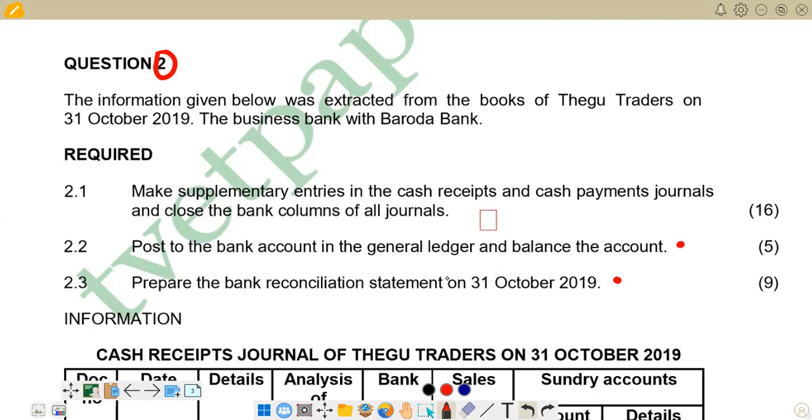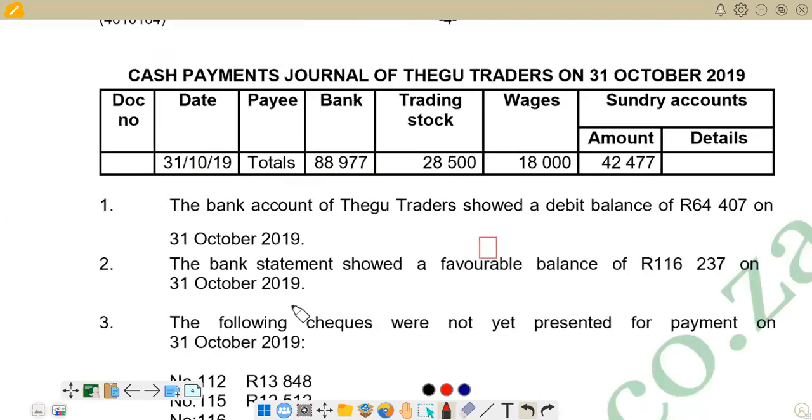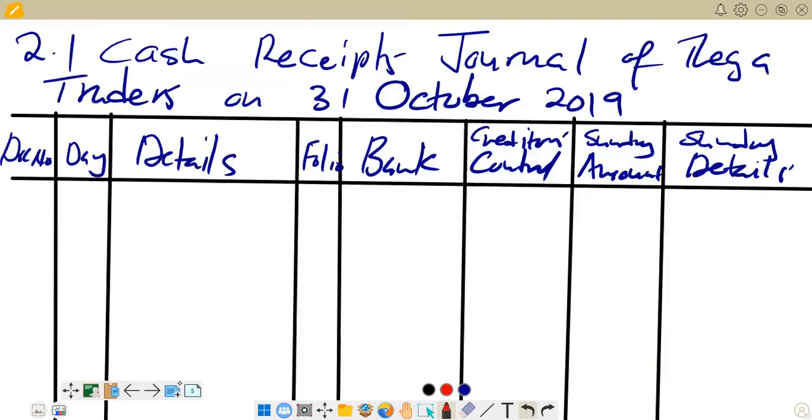So we are going to start on the supplementary entries in the cash receipts journal and cash payments journal. You see that this is our answer section. We are going to start with the cash receipts journal for Tegu Traders on 31 October 2019. We've got our columns there, so we are going to fill them in.